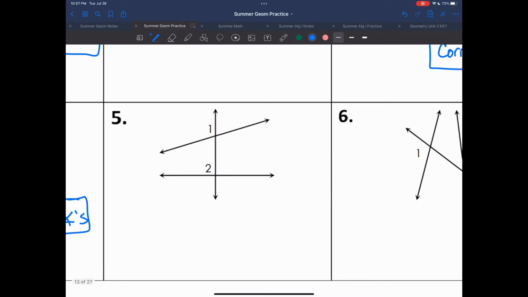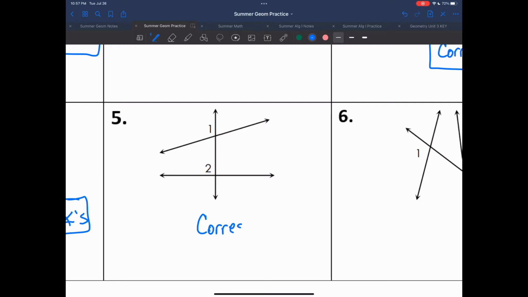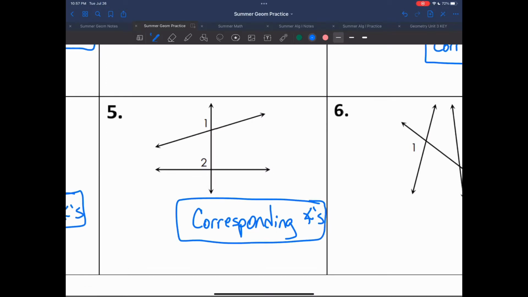Number 5. Okay, let's look at our transversal line, and they do appear to be on the same side, so we might think they're a same side relationship. However, this is like that other one. One is on the interior, or number 2 is, and then angle 1, the other angle, is on the exterior. So don't be tricked. This is that special one that's called corresponding. Corresponding angles. That just means that they're in the same position. Like they're both on the same side of their line and they're both above their individual line. So they're in the same position.